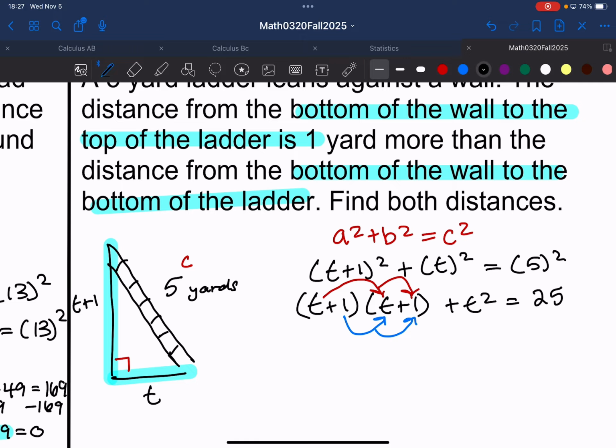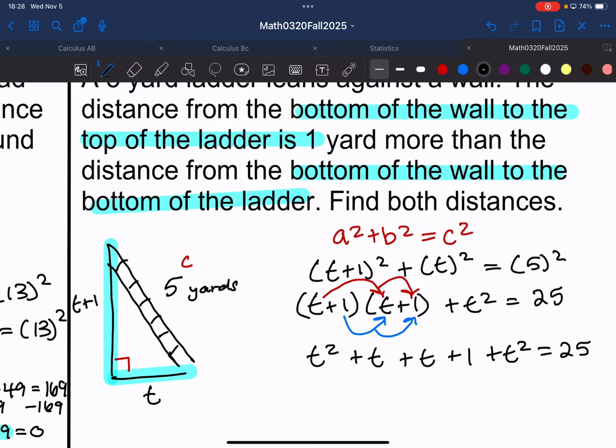So what is t times t? t squared. What is t times 1? t. Okay, now on the blue arrows. What is 1 times t? t. What is 1 times 1? 1. Bring everything else down. So plus t squared equals 25.